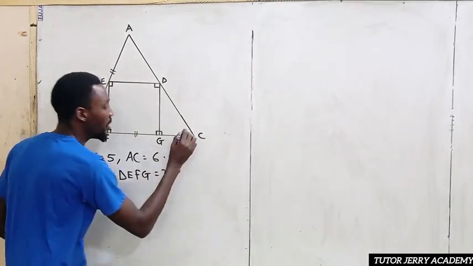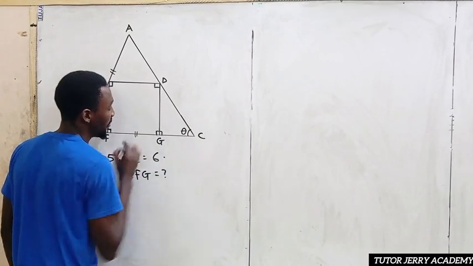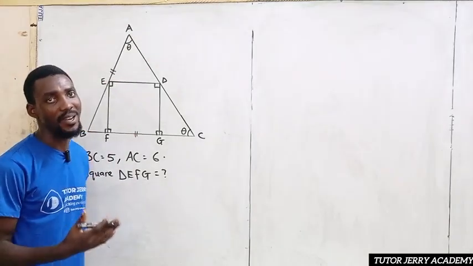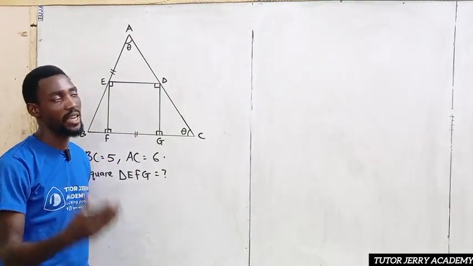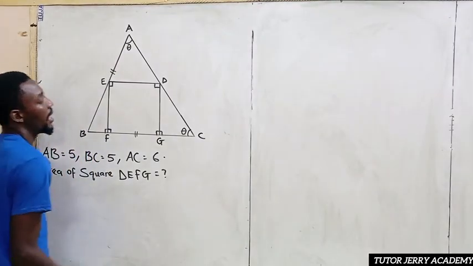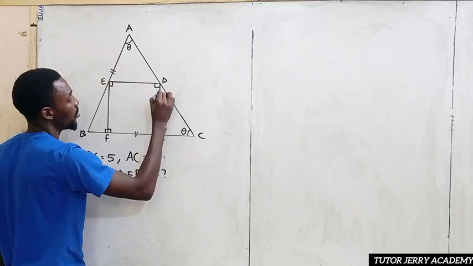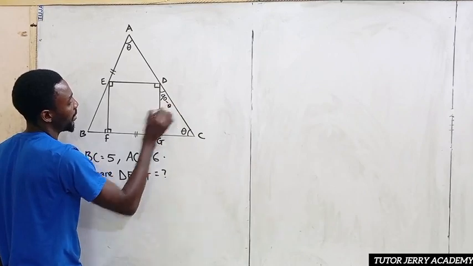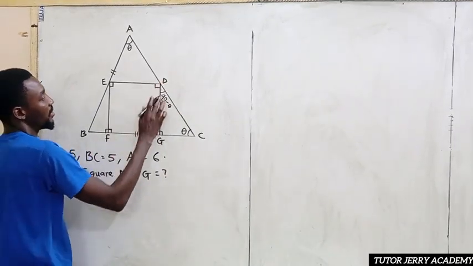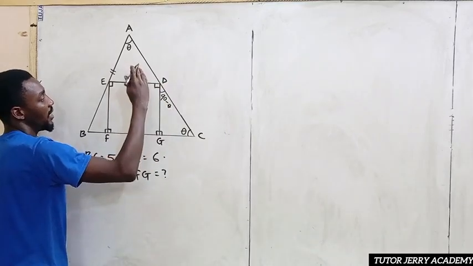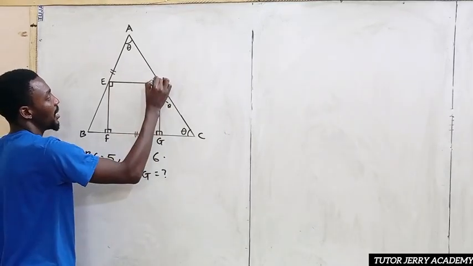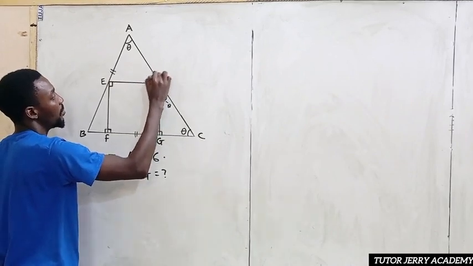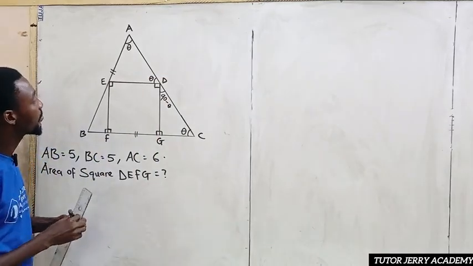And if I take this angle to be theta, it means that this angle will also be theta. Why? Because the base angles of an isosceles triangle are equal. So now, if this angle is theta and this angle is 90, this angle is going to be 90 minus theta. And the sum of angles on a straight line is 180. So if you sum all these together and subtract from 180, this angle will also be theta.